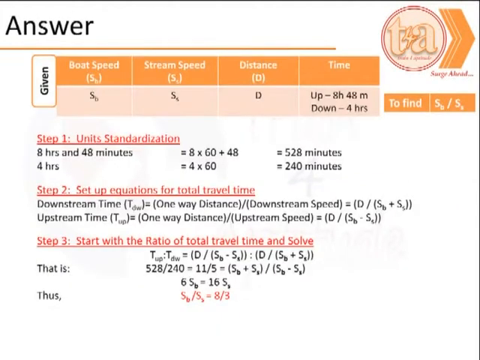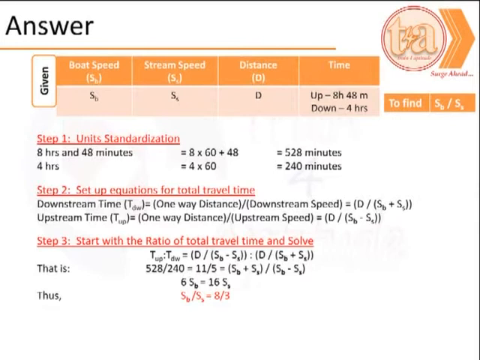To solve the problem, we begin with looking at information that is available. The only information that is given to us is the time to travel upstream and time to travel downstream. We are supposed to find the ratio of the speed of the boat to the speed of the stream. The first step is to ensure that we represent the times taken in terms of minutes. This is for simplicity. We could also do it in terms of hours. We prefer doing it in terms of minutes.